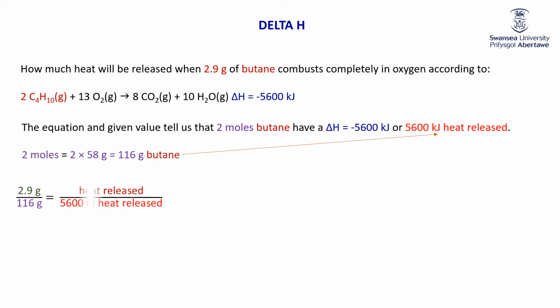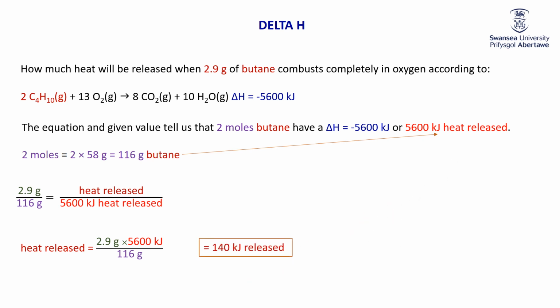Now let's set up a little ratio in the same way. 116 is 5,600, 2.9, what we're asked is for the heat released. Rearranging that, heat released: 2.9 times 5,600 over 116 equals 140 kilojoules of heat released. So again, the 2 moles of butane is what relates to this heat change. So 2 moles of butane, 2 times the molar mass, 116 grams. 116 grams of butane is this amount of heat released. Pop that into the equation to figure out the amount of heat released for our particular mass.